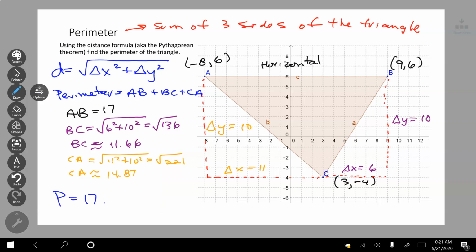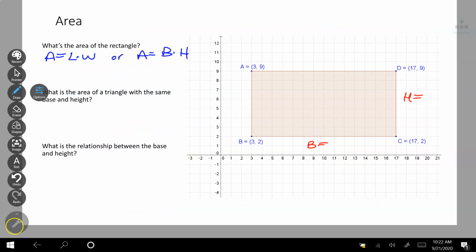So my total perimeter is the 17 AB plus the 11.66 BC plus the 14.87 CA. My total perimeter, I get to be about 43.53. That is the three sides of that triangle.